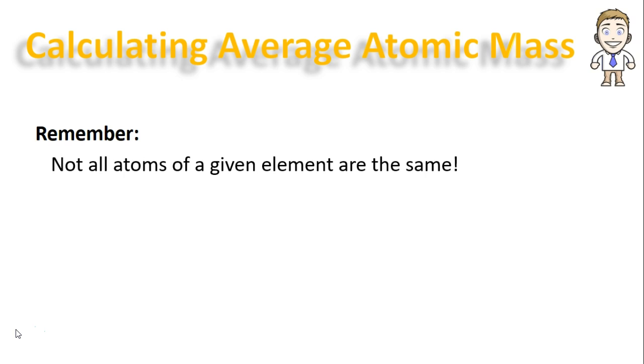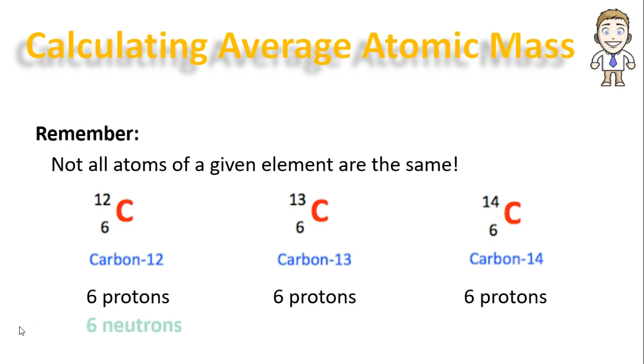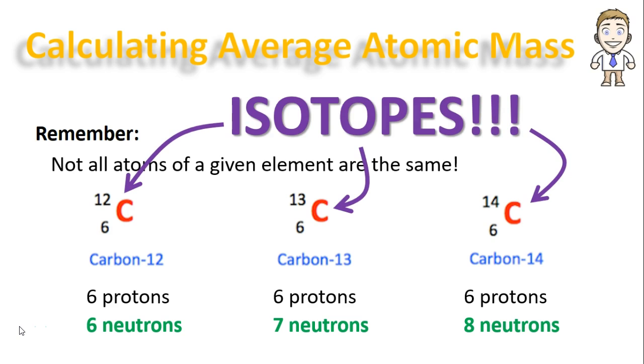First of all, the idea that not all atoms of a given element are the same. Let's take carbon for example. Carbon comes in three naturally occurring types: carbon with a mass of 12, carbon with a mass of 13, and carbon with a mass of 14. Every single one of these carbon atoms has 6 protons. Protons are what make these atoms the element carbon. If they didn't have 6 protons, they wouldn't be carbon. What gives them the different masses is the fact that this carbon has 6 neutrons, this one has 7, and this one has 8. We of course call these isotopes.